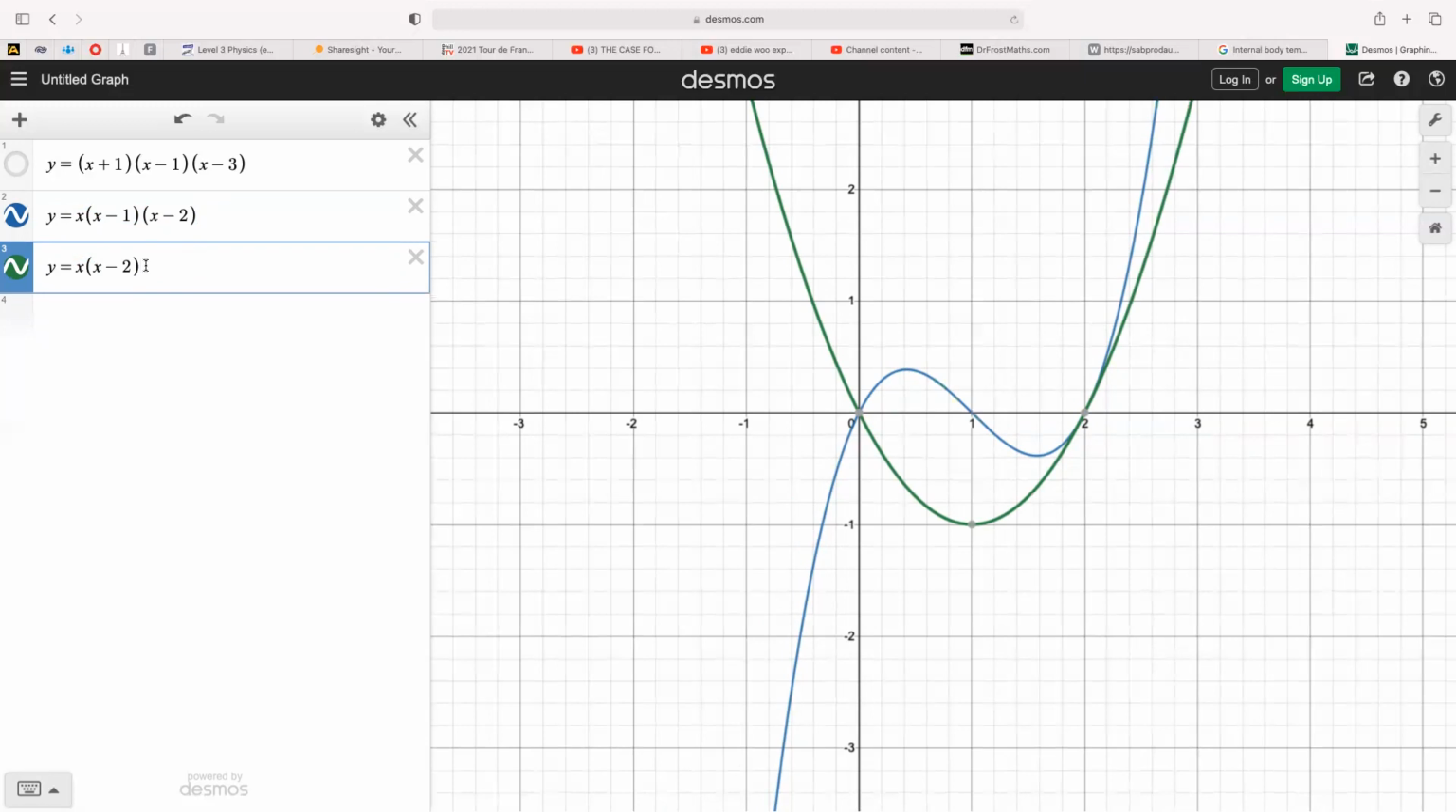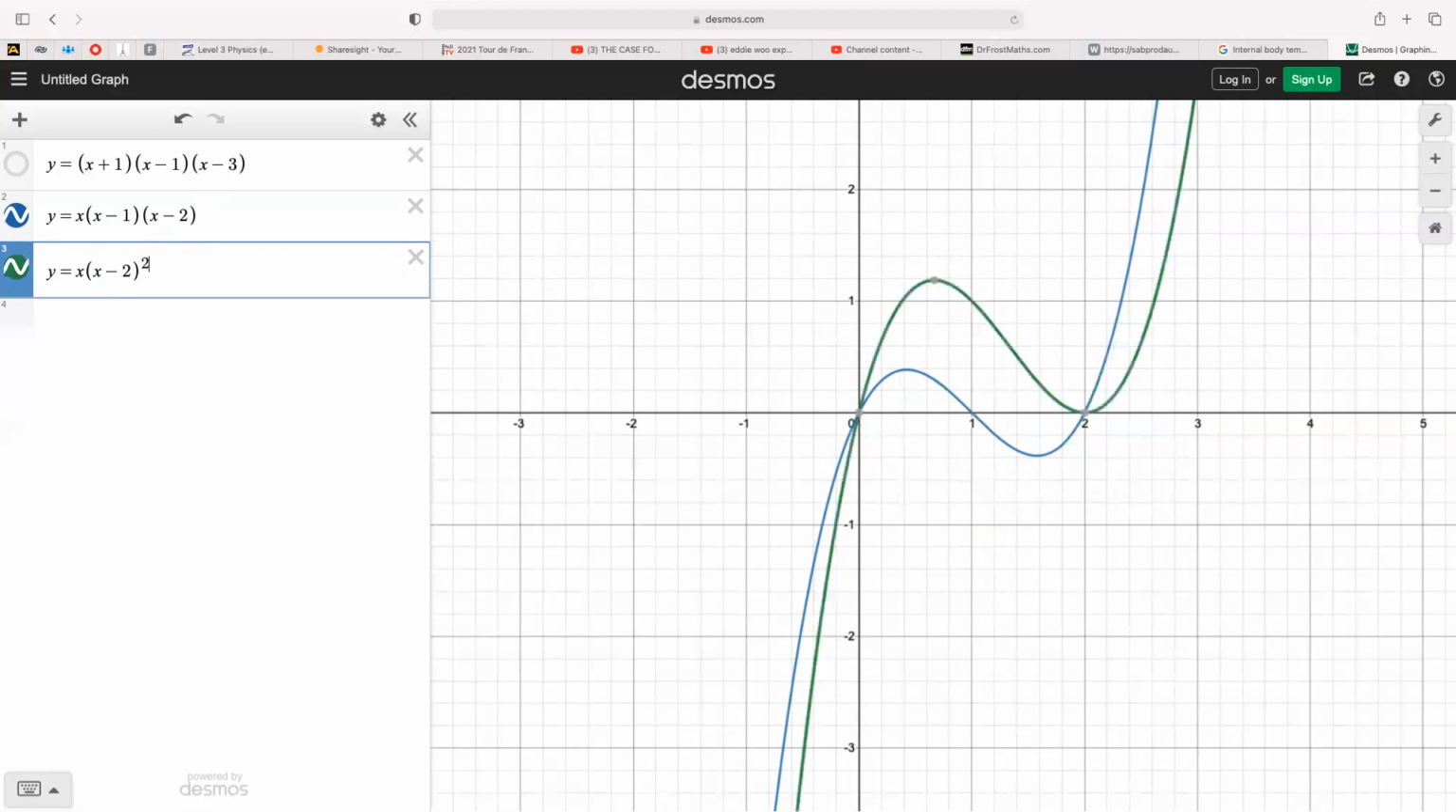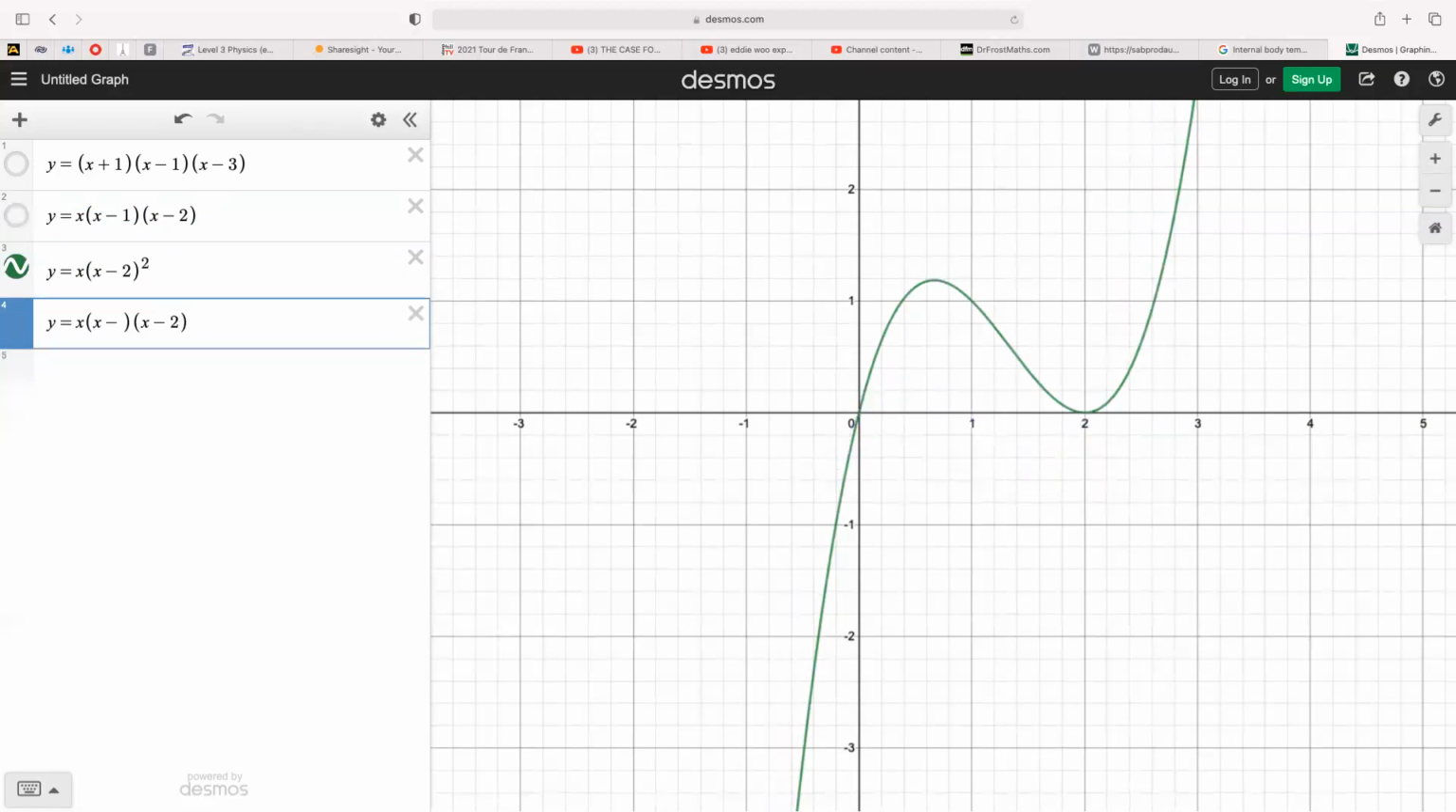And instead, I'm going to square this one over here. Okay, and we'll just turn that one off for a moment and see what that does. If I expanded that out, by the way, I could have written that one, if I paste it again, as x minus 2, x minus 2. See that? It's the same. So x minus 2 squared is the same as the one below where I've got that x minus 2 twice. So we don't need that one. We'll go back and look at the green thing.